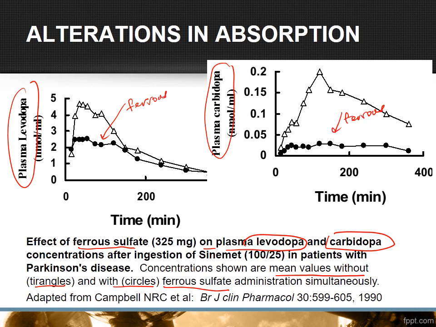If you look at the bioavailability, meaning the AUC, the area under the curve, for the one with ferrous sulfate, the AUC is much smaller, so the bioavailability has been reduced greatly compared to the one without ferrous sulfate, because they form complexes or chelates with the active drugs levodopa and carbidopa.